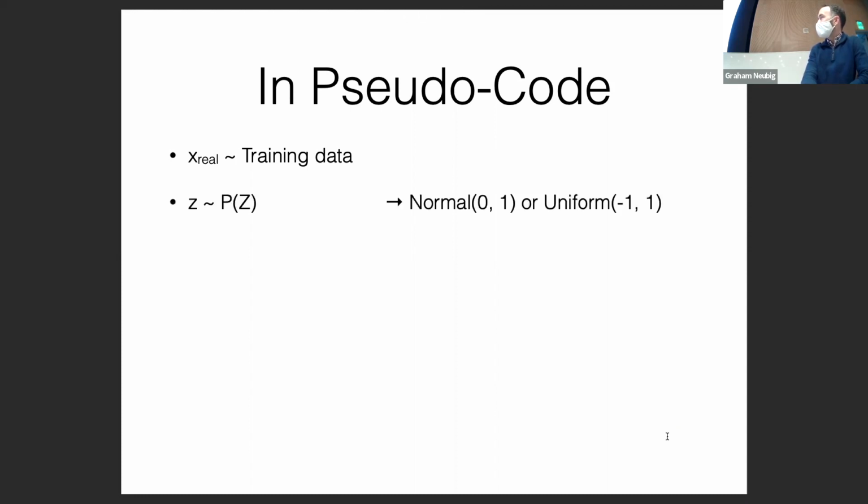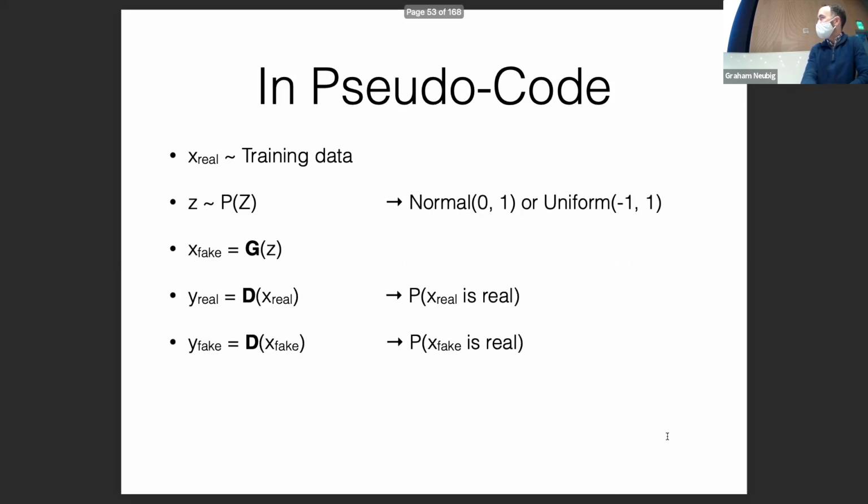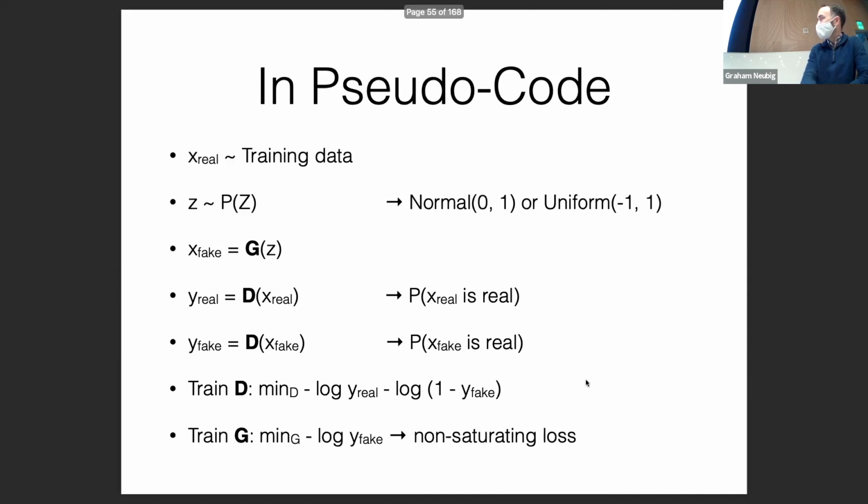Okay, so in pseudocode, this is quite simple, theoretically anyway. It's simple in theory, slightly less simple in practice. But basically, in pseudocode, we have X real sampled from the training data. We sample our vector from the normal distribution or the uniform distribution or anything else, really. We generate based on this, based on the generator, we discriminate both of those sets, and we calculate the log like this. And this is the heuristic non-saturated loss.